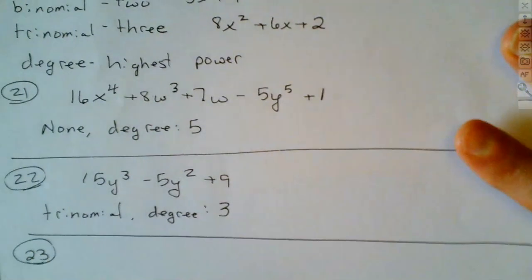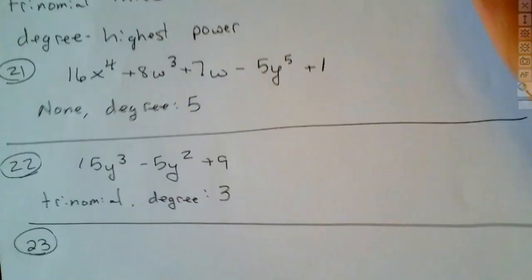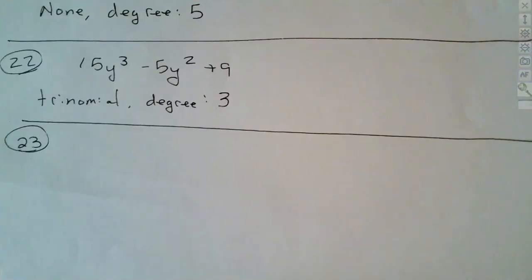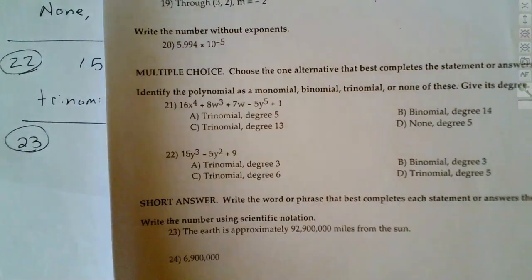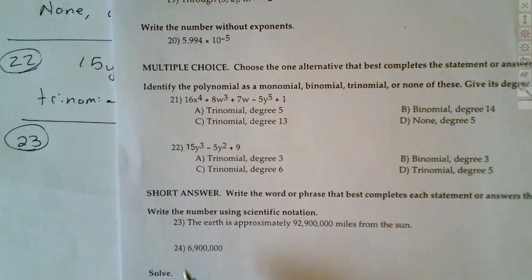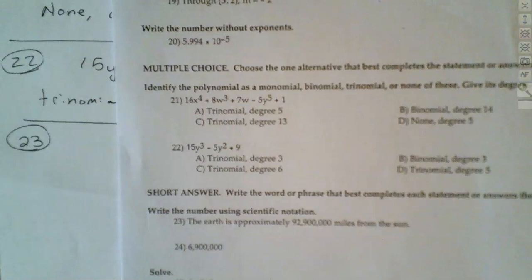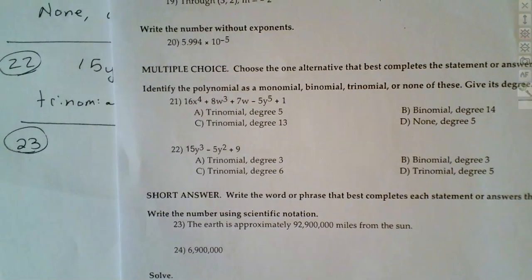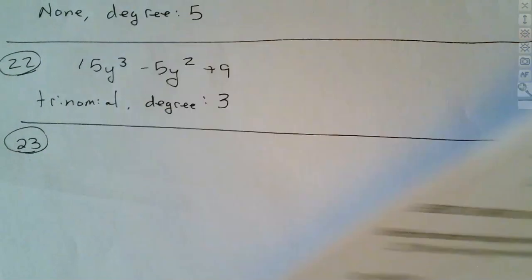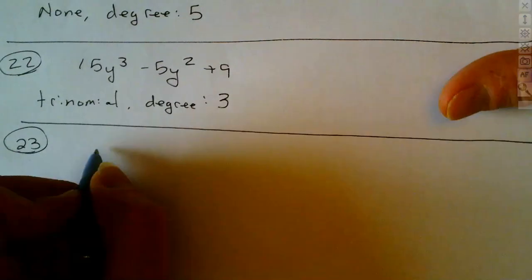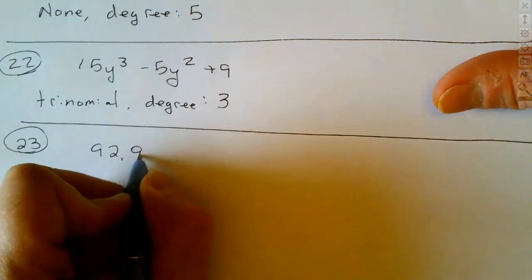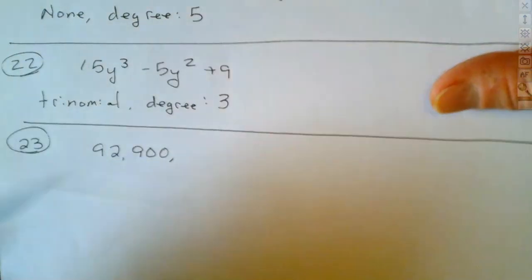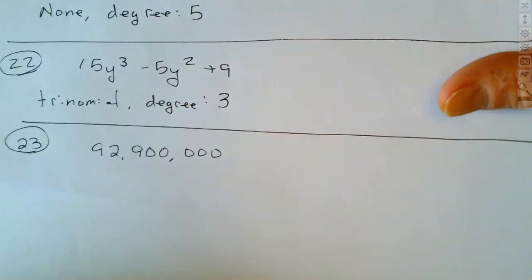23, we're almost finished. 23, what are we doing? We are rewriting this in scientific notation. And it says the Earth is approximately 92,900,000 miles from the sun. Rewrite this in scientific notation. So all we need to do is rewrite the number, and then we'll move it over. Now, where do we start?